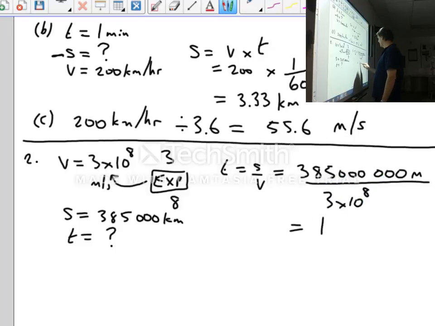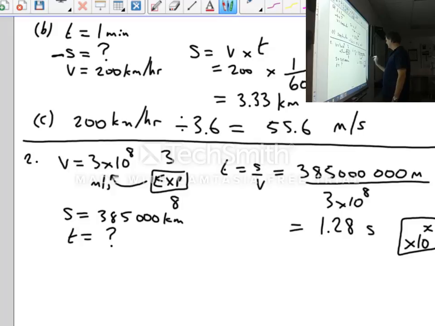And if you do that calculation, you get about 1.28 seconds. So as I said, you can just use that as an exponent button there. Some buttons are actually written as times by 10 to the x. When you press the button, it shows you the buttons that they're doing by pressing that one button. Okay, so that's question 2.